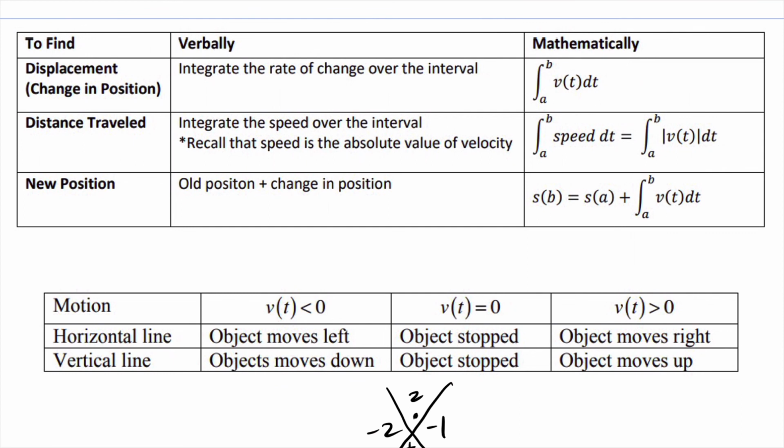Which one of these says the one I want? The total amount of sand. Yeah, the first one does. The rate, integrate the rate of change over the interval. That'll give me the displacement, the change in position, the total amount. That's what we want, right?